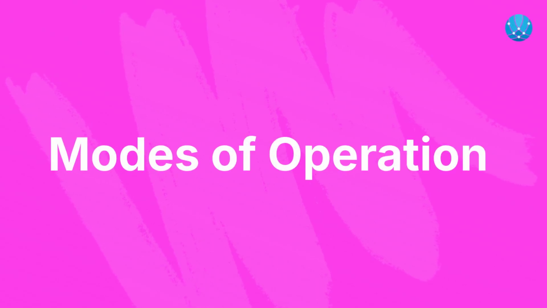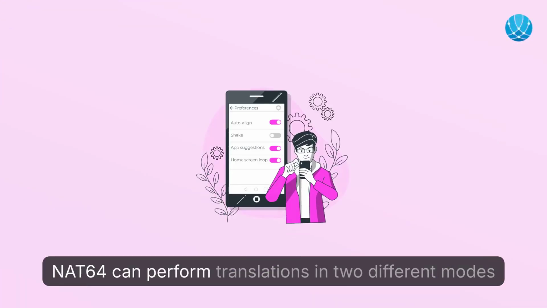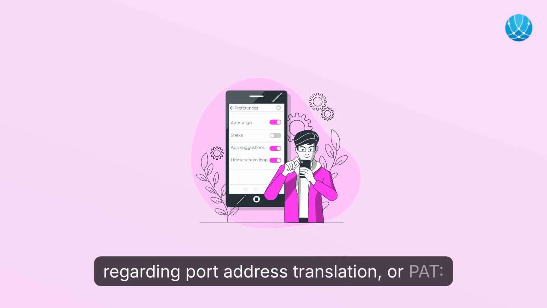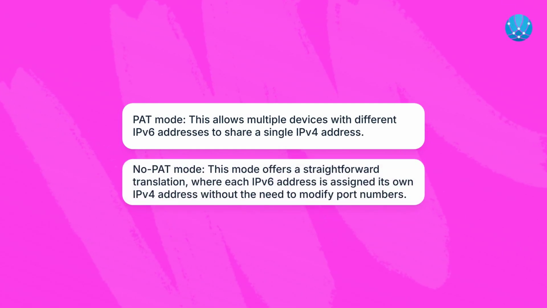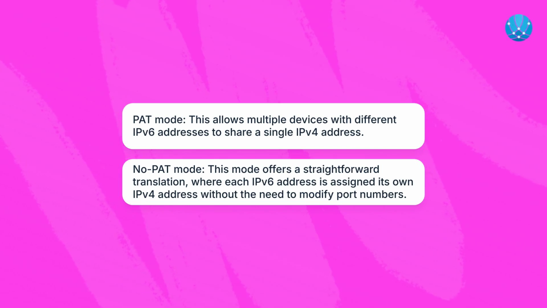Modes of operation. NAT64 can perform translations in two different modes regarding port address translation, or PAT. PAT mode allows multiple devices with different IPv6 addresses to share a single IPv4 address. No PAT mode offers a straightforward translation, where each IPv6 address is assigned its own IPv4 address without the need to modify port numbers.